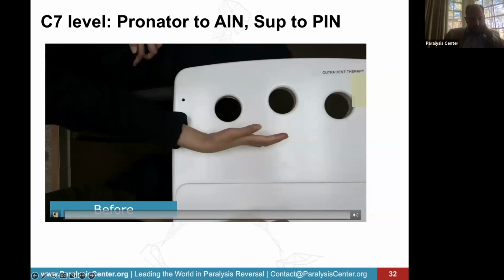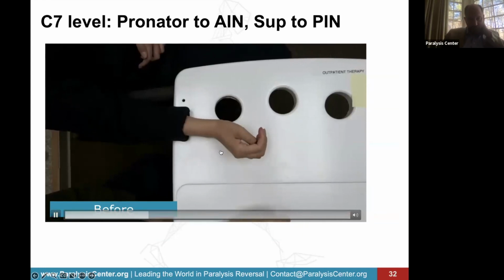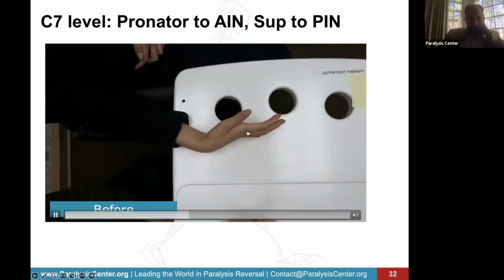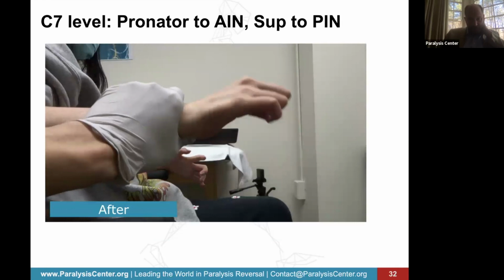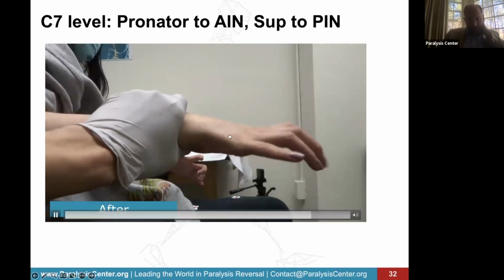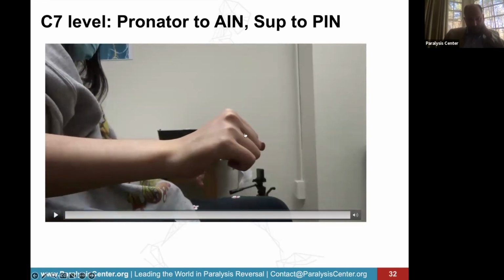Here's another one, same procedure. Maintained a lot of intrinsic tone in the hand, but this is before surgery. There's kind of an enhanced tenodesis type grasp, and this is after surgery. Really tight hand, it opens up nicely. And because of the retained muscles in the hand, the fingers straighten out beautifully.